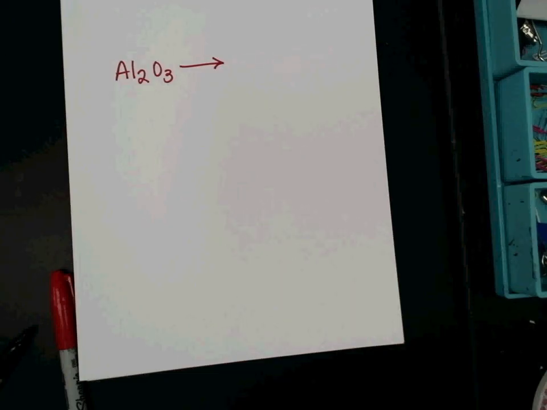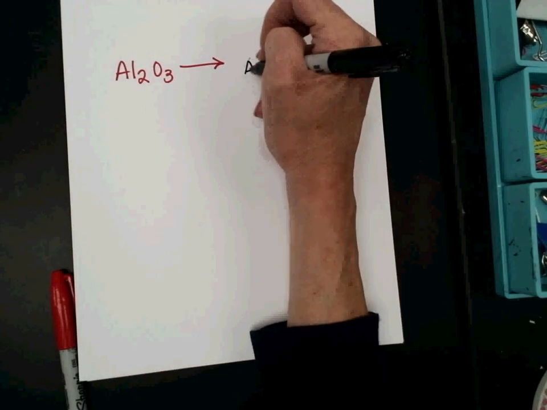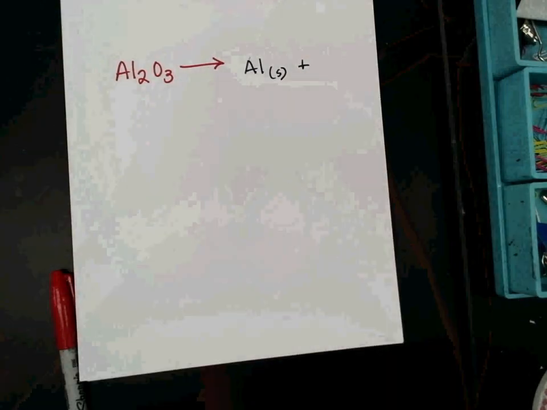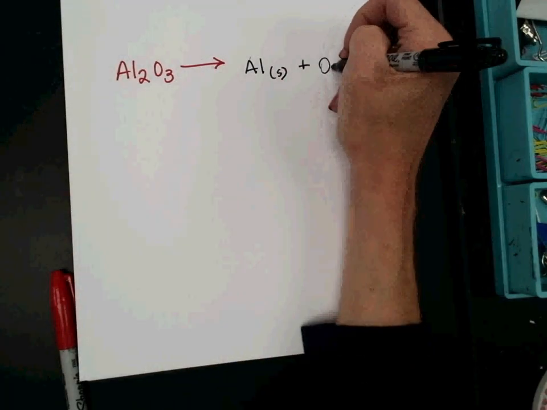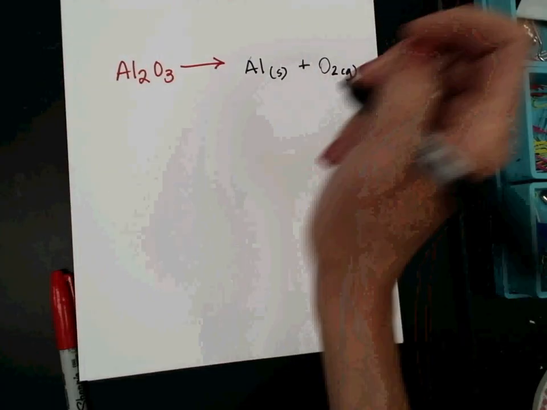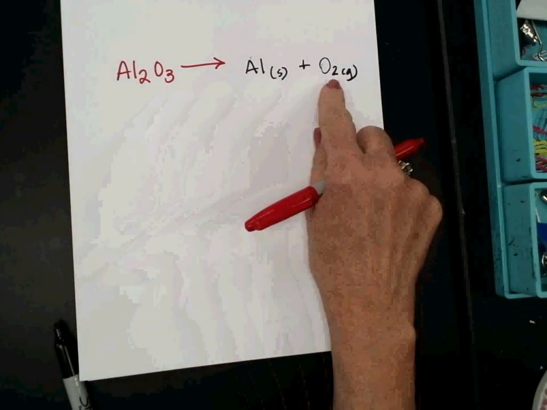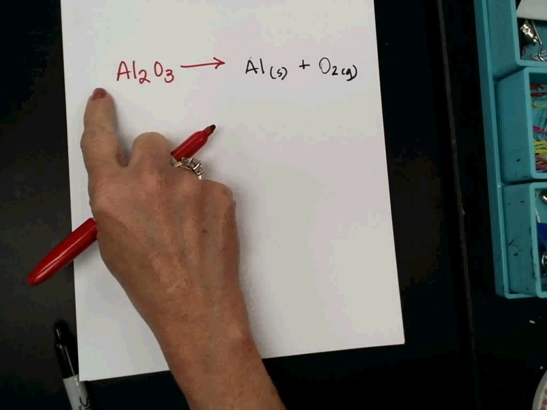Okay, what do I get on the other side? Who knows? Casey, do you know? What'd you write? You didn't write anything? Okay, what does it say? I start with one thing and I get 2. How many things does my one thing have in it? It only has 2 things in it, so this should have been pretty simple. Al, which is a metal, so it's going to be solid, plus oxygen, O2. And then I have to balance it.